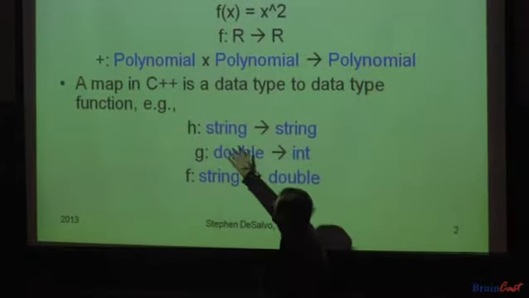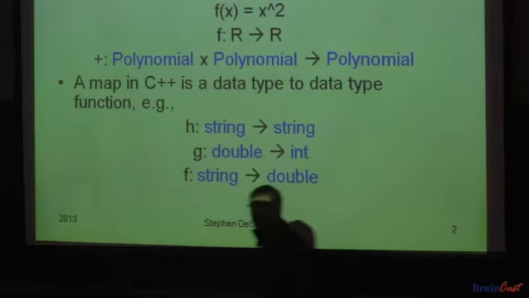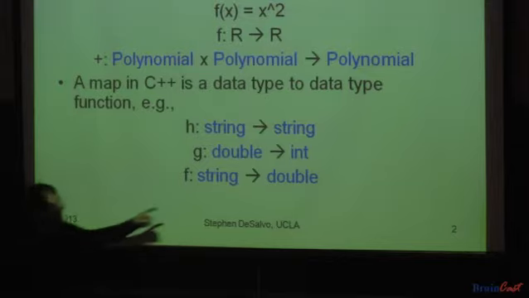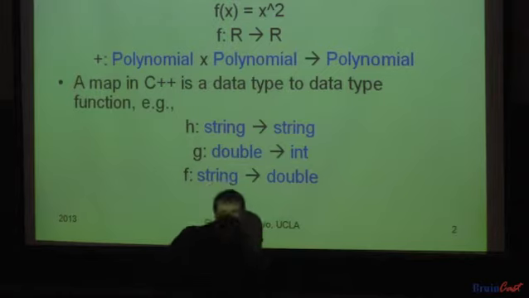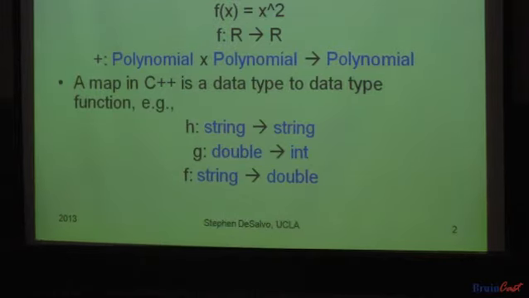Similarly, you have a function which accepts a string and returns a string, accepts a double and returns an int, et cetera. And again, you can get more detailed: does it return a string or a string reference or a const string reference or a const string? You can get more detailed if you like.